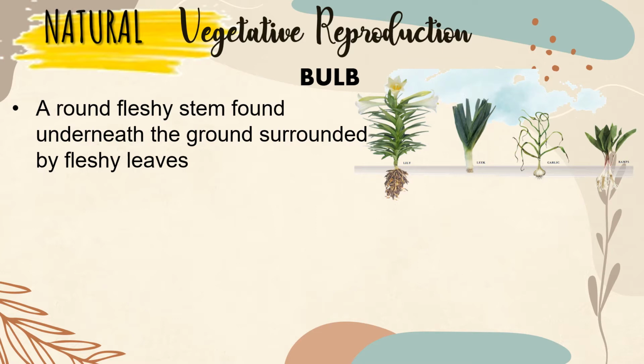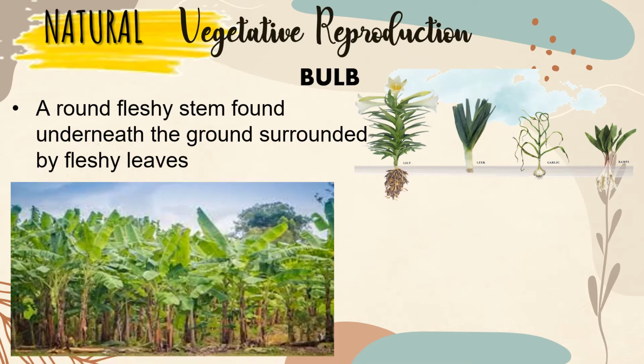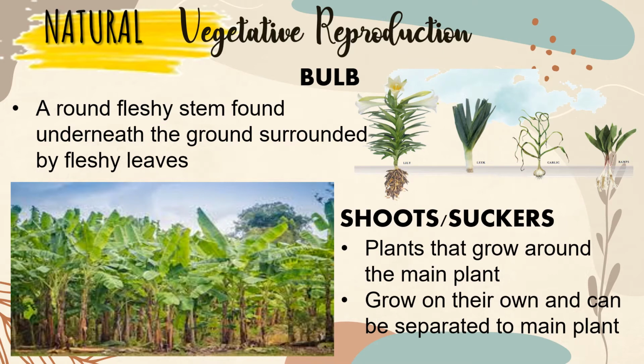Another example of natural vegetative reproduction is in bananas or banana trees. These banana trees have small plants that grow around the main plant. So they are considered to be called shoots or suckers. They grow around the main plant and grow on their own and can eventually separate from the main plant.